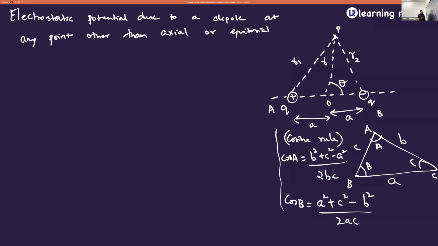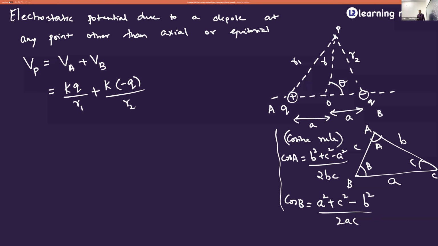If you observe, the process is again the same. Vp is equal to VA plus VB. But what is the value of VA? It is going to be KQ divided by R1 plus K into negative of Q divided by R2. So if you see here, I don't want the value of R1 and R2, rather I need the value of 1 by R1 and 1 by R2.